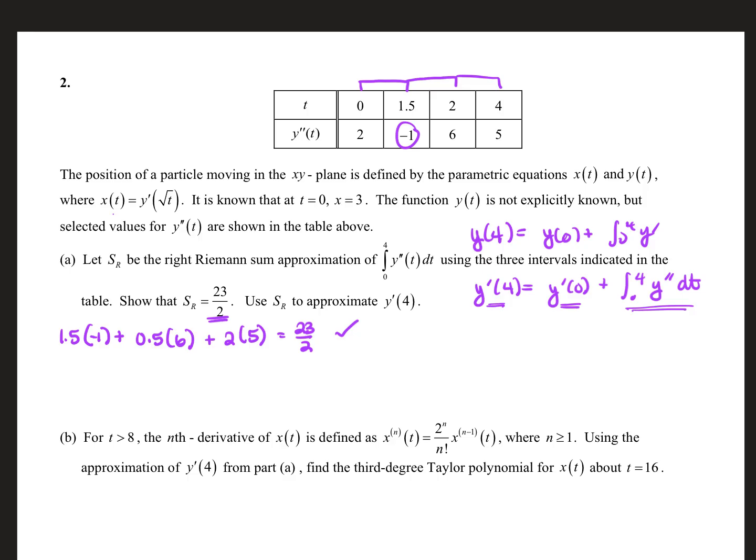So putting that in your calculator, let's see, y prime of 0, they told you was, let's see, x of 0 would equal y prime of 0. Okay, so like I said, x of 0 will be y prime of 0. And then going over here, x of 0 we know is 3. So we know y prime of 0 is actually 3. So this is going to be 3 plus 23/2. So we know y prime of 4 is going to be 29/2.